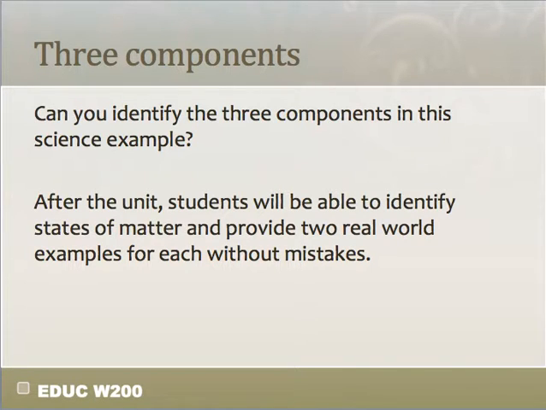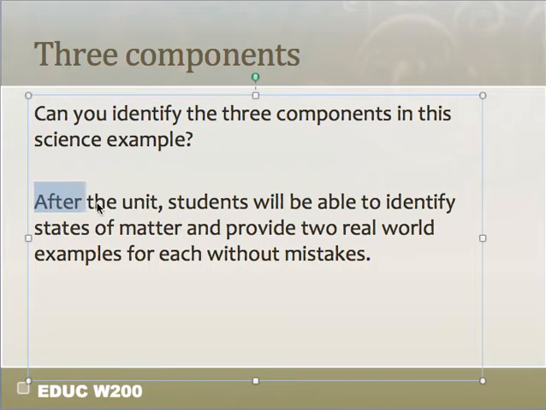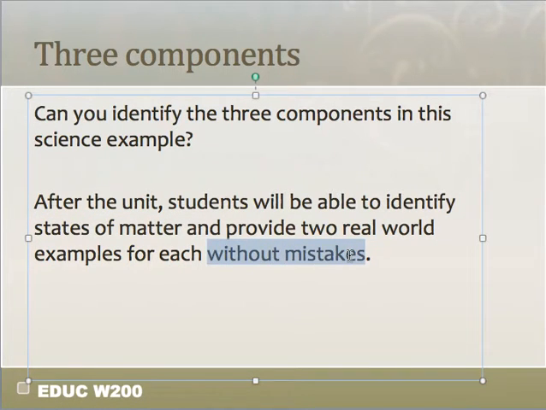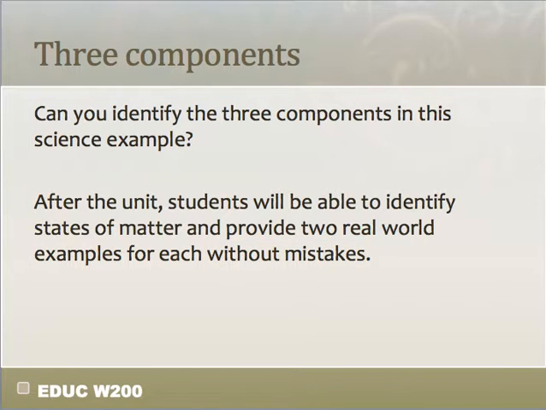So identify the 3 components in this science example. We can give you a second to do that. So where is the condition? That's right. The condition is always going to be this first part right here. And then what about the behavior, the thing that we're actually looking for? That's right. That's this beginning part right here. So students will be able to identify states of matter and provide 2 real-world examples. And then the criteria is at the end here, without mistakes. So again, it's condition, behavior, criteria. A great way to remember it is the CBC.